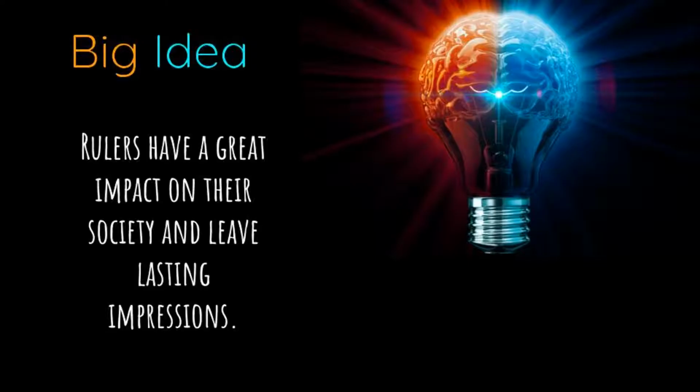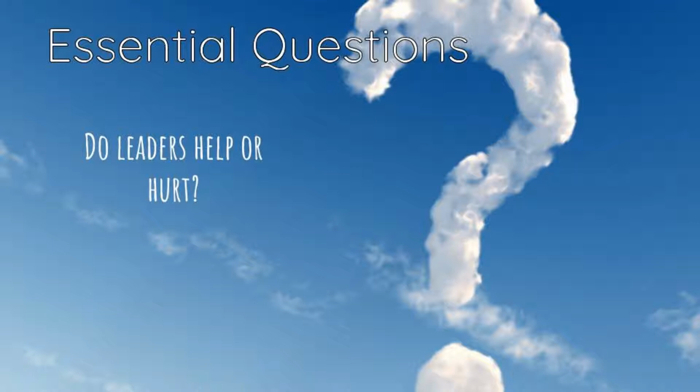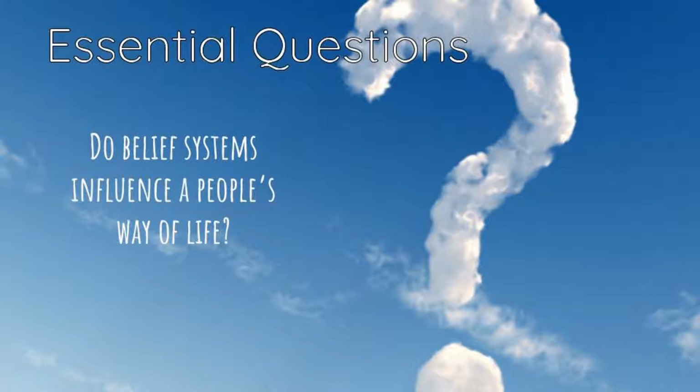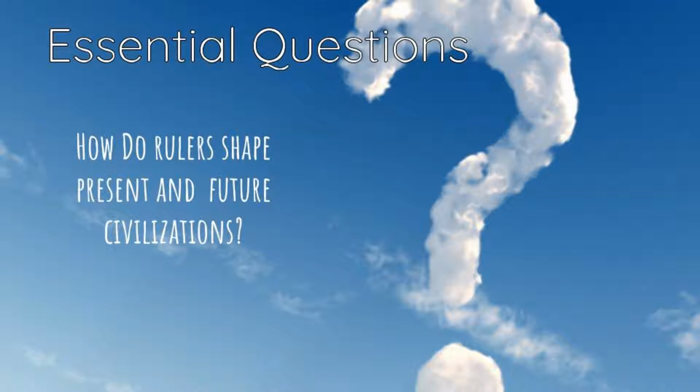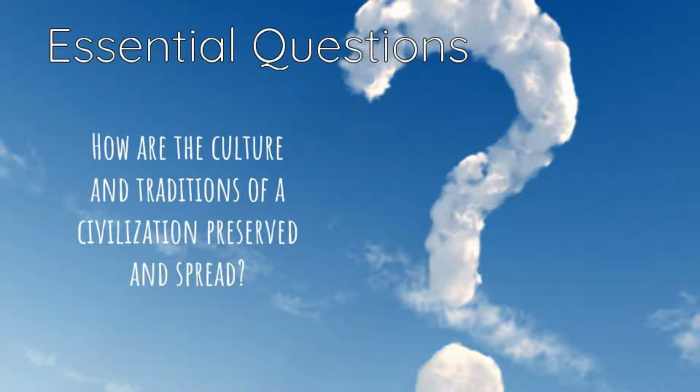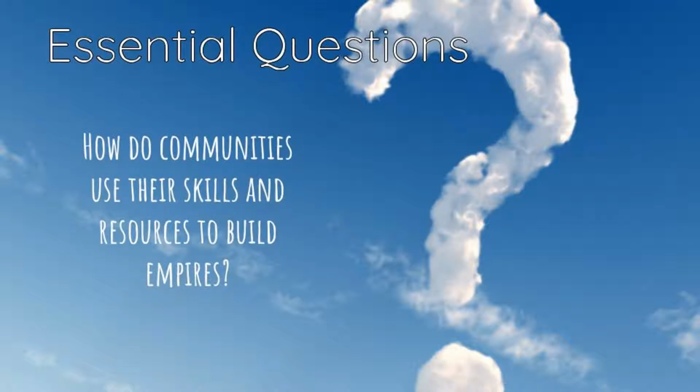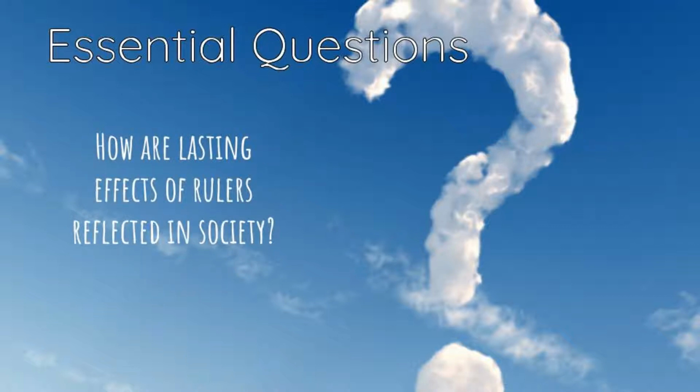Just a reminder, we have the same big idea as we did for the first podcast. Our big idea: rulers have a great impact on their society and leave lasting impressions. The first essential question as a reminder is, do leaders help or hurt? The second question, do belief systems influence people's way of life? Number 3, how do rulers shape present and future civilizations? How are the culture and traditions of a civilization preserved and spread? How do communities use their skills and resources to build empires? And our final essential question for the unit, how are lasting effects of rulers reflected in a society?